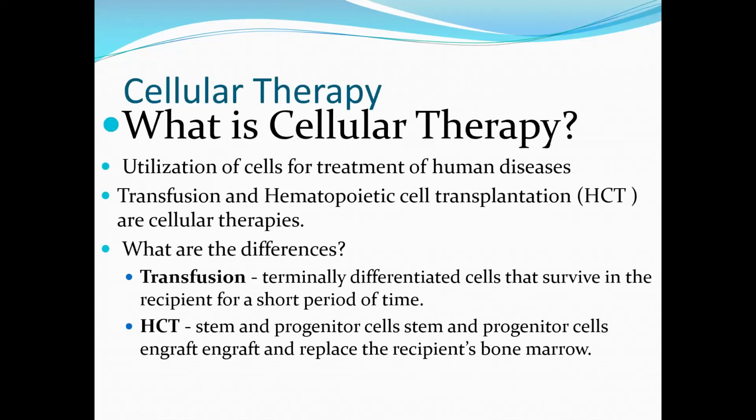So my topic today is cellular therapy and administration. Point number one is: what is cellular therapy? As we know, cellular therapy is the transplantation of human cells to replace and repair damaged tissue or cells. There are two types, transfusion and HPC. In transfusion, the cells survive in the recipient for a short period of time, for example platelets or PCV. HPC is the stem cell or progenitor cell, which is engrafted and replaced in the recipient, like bone marrow.